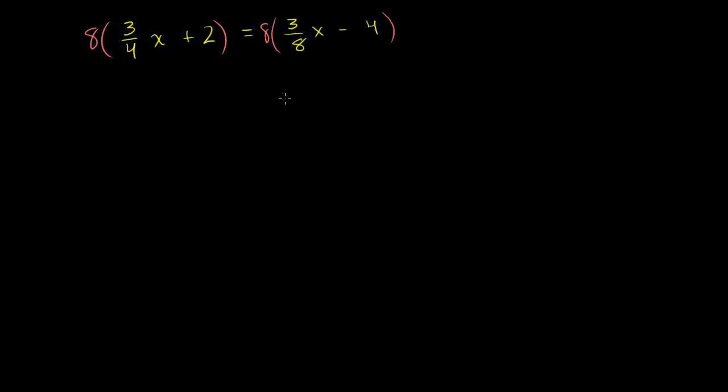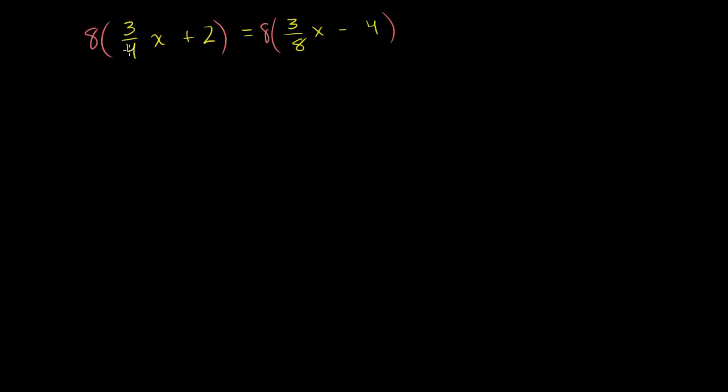And you say, hey, Sal, how did you get 8? I got 8 because I said, well, what's the least common multiple of 4 and 8? The smallest number that is divisible by both 4 and 8 is 8. So when you multiply by 8, it's going to get rid of the fractions. And let's see what happens.